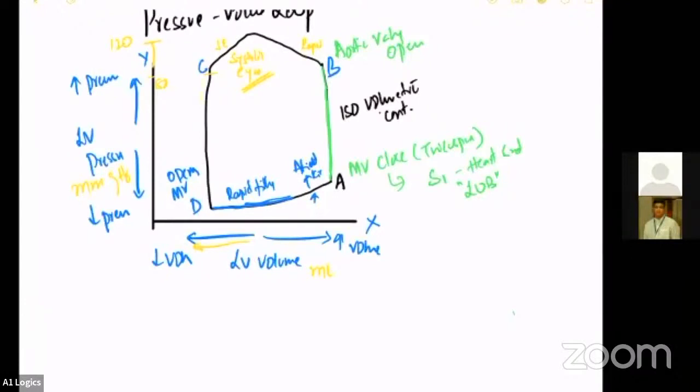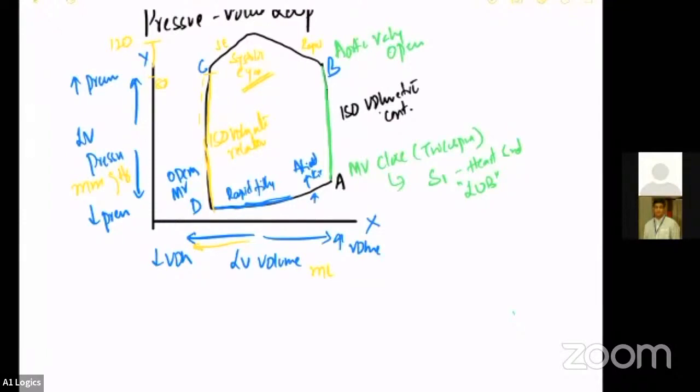So this is how it falls here on the C to D. This is the time where the pressure is falling. Again, there is no change in the volume. The line goes down on the y-axis, so when the line goes down, that means the pressure is falling. This phase is called isovolumetric relaxation.